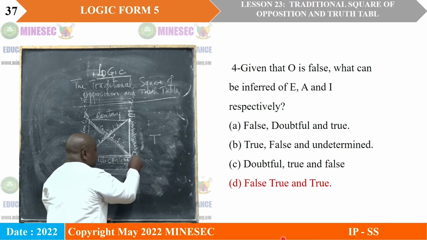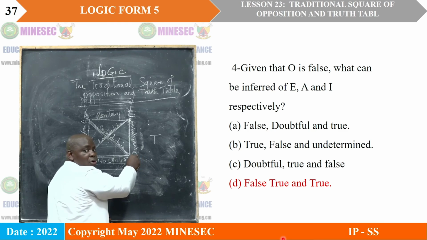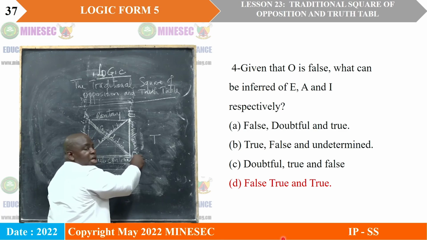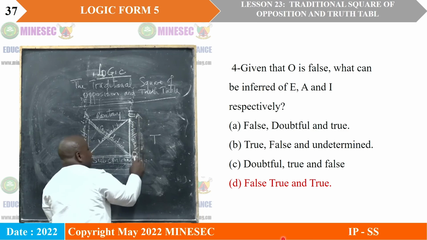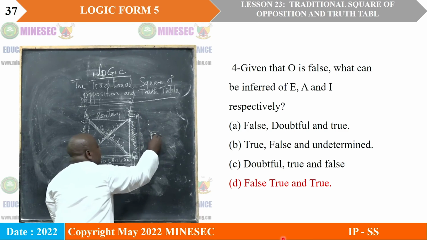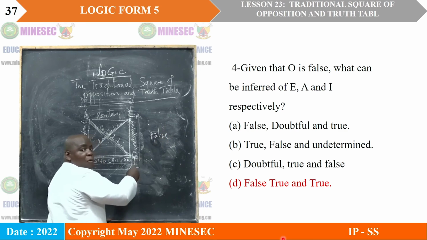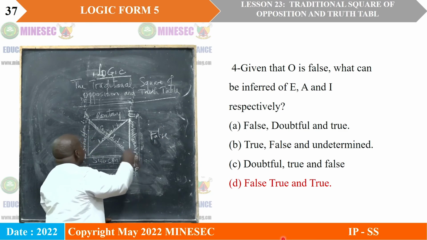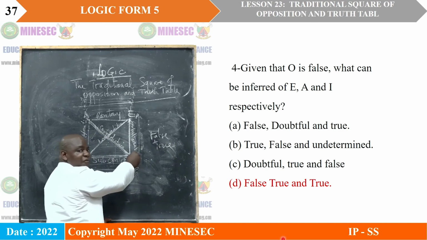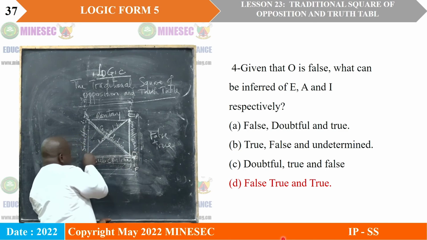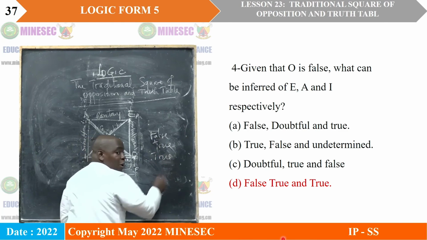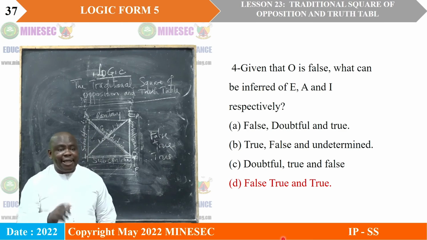When O is false, E, by the relationship of contrariety, will be what? False. Again, when O is false, A is true. When O is false, I is what? True. So it is false, true, true. So our correct answer there will be D.